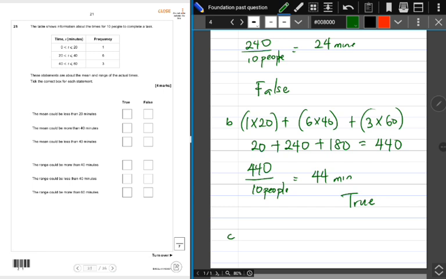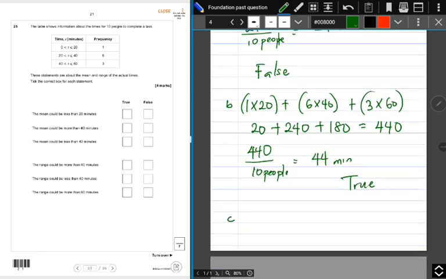So for C, the mean could be less than 40 minutes. So let's check the first one. When it comes to the less than, we look at the first one. When it comes to the more than, we look at the second one. So it says the mean could be less than 40 minutes. Since the mean is 24 minutes, that means it's less than 40 minutes. So this is true.